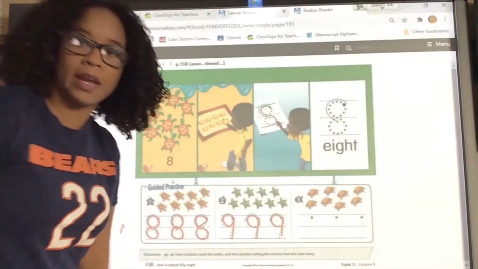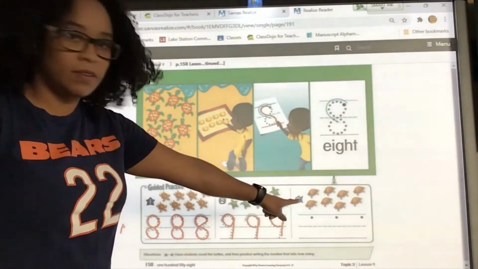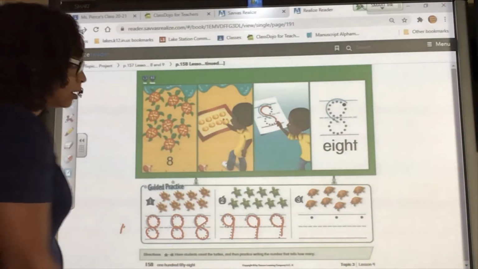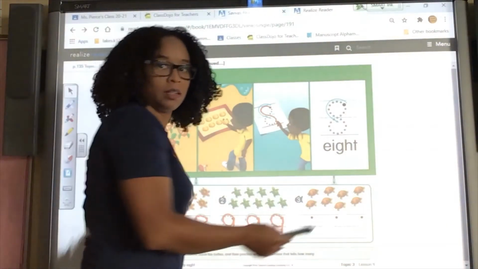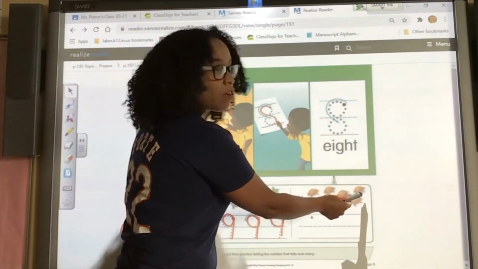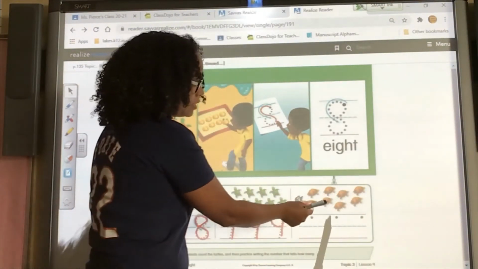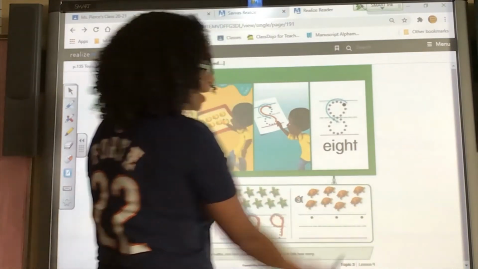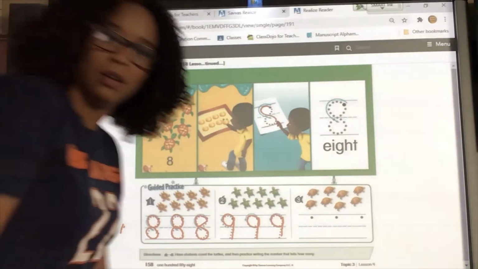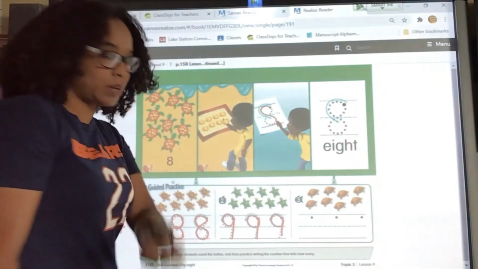All right, let's see what we're counting next. Oh, looks like we've got some more turtles. Let's count those and see what number we're writing. You guys ready? Here we go. 1, 2, 3, 4, 5, 6, 7, 8. We have 8 turtles, so we need to write what number? The number 8, we're going to write it 3 times.